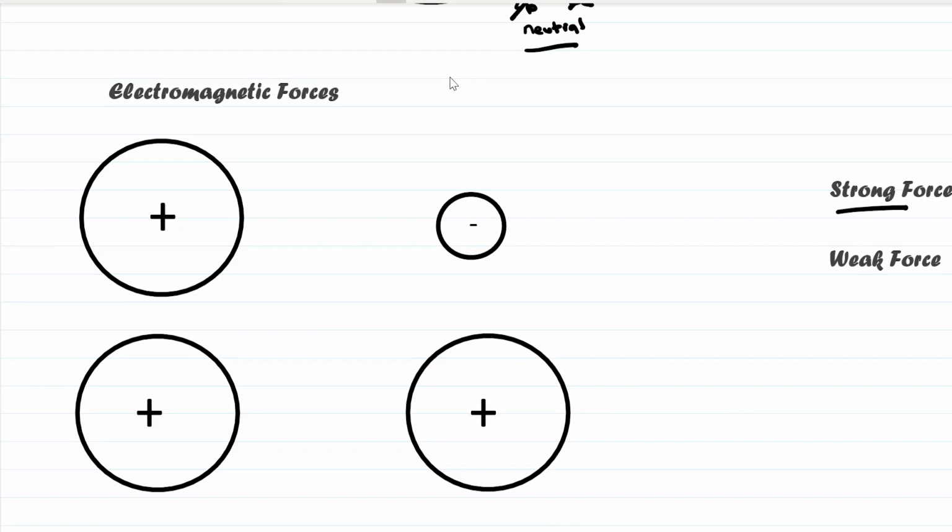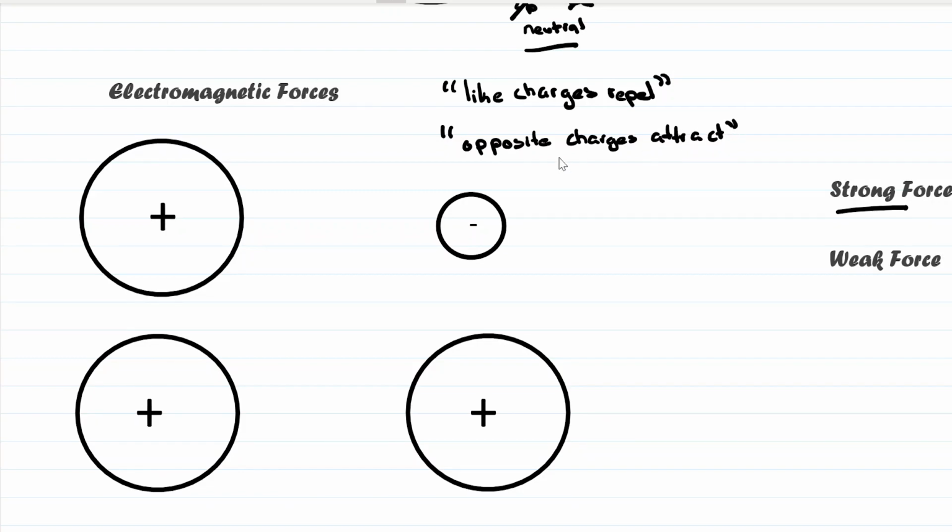And what this force essentially states is that like charges repel. Repel means they do not attract, they go away from each other. And opposite charges attract each other. All right, and as we mentioned earlier, protons have a positive charge, electrons have a negative charge. So in this instance, they are opposite charges, so they're going to attract each other.